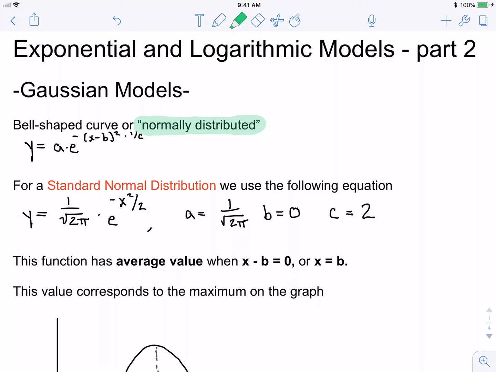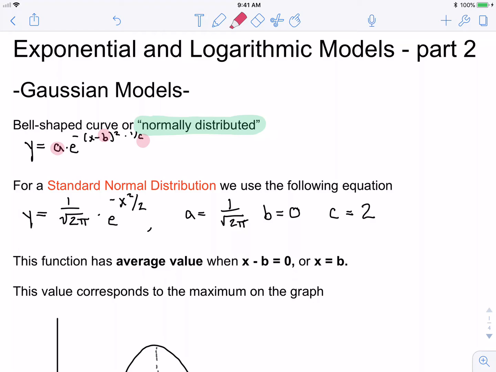So, if we look at the function for our bell-shaped curves, we see it's y is equal to a times e to the negative x minus b squared times 1 over c. And we have three constants that we can plug in for a, b, and c. Any number we plug in should give us a normally distributed curve that's either shifted right or left, and then stretched or shrunk, or whatever we want to do.